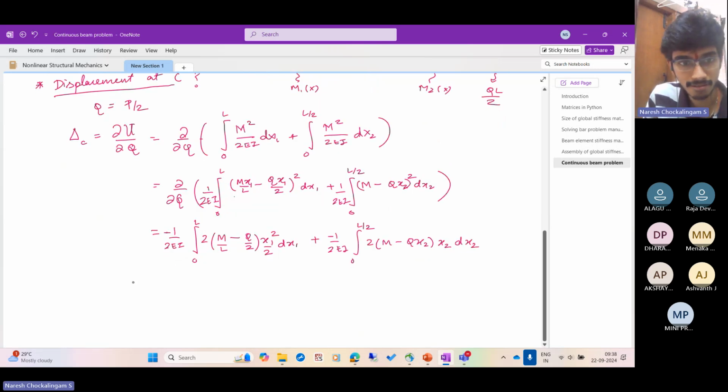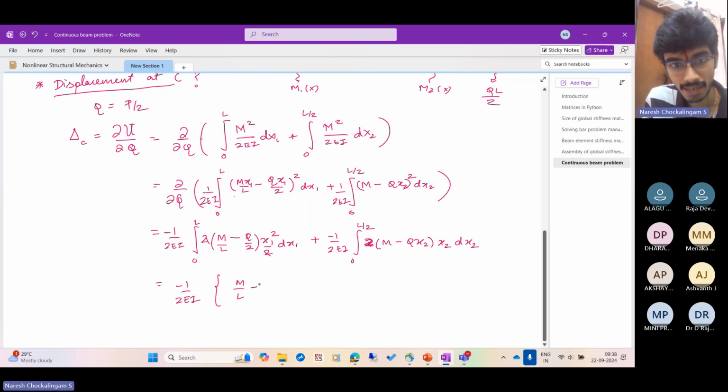So then just do the integration. So you get a minus 1 by 2EI. The first one, it's x square. So you get an M by L. This 2 gets cancelled. Here also the 2 and 2 get, no. Here it doesn't get cancelled. Let's have it as 2. You get M by L minus Q by 2, L cube by 3. Plus the minus you have taken out. So here it is. Sorry. So this is still, what did I do? So this is just Qx1, right? You can't do this.